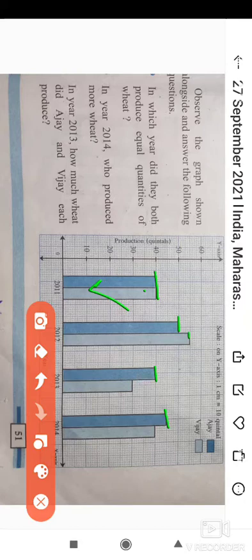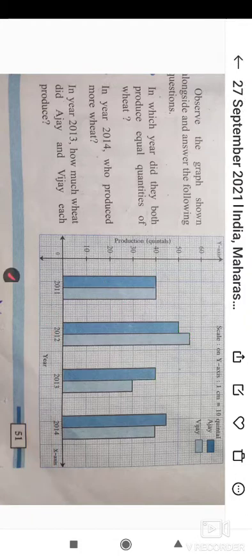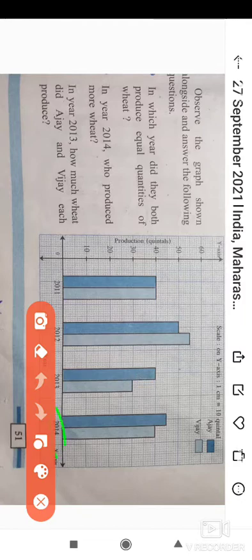So we can compare it easily. And in which year do both get equal quantities? That is 2011. Now move towards 2014. Who produced more wheat? From this information, 2014 is here, and here is the graph paper.